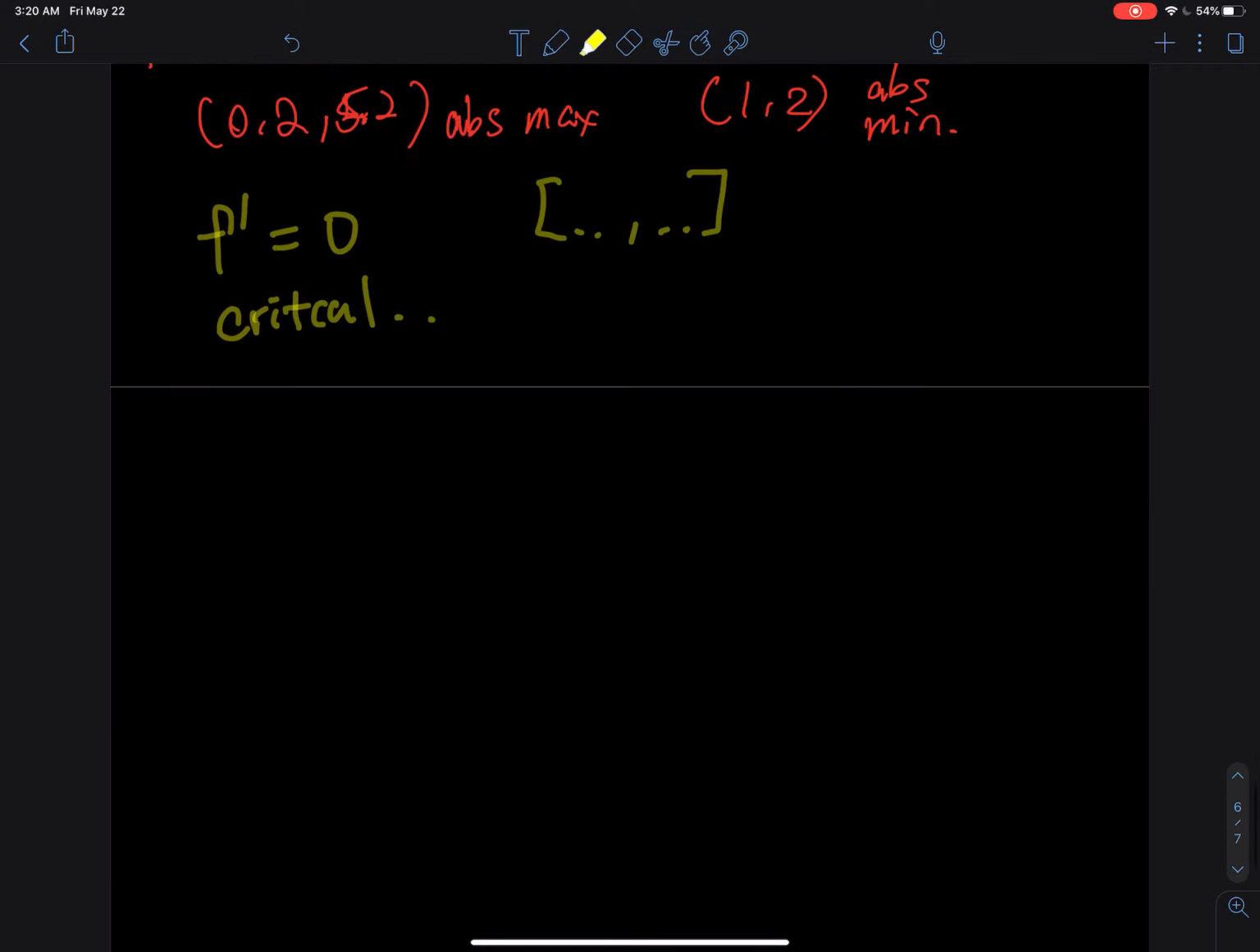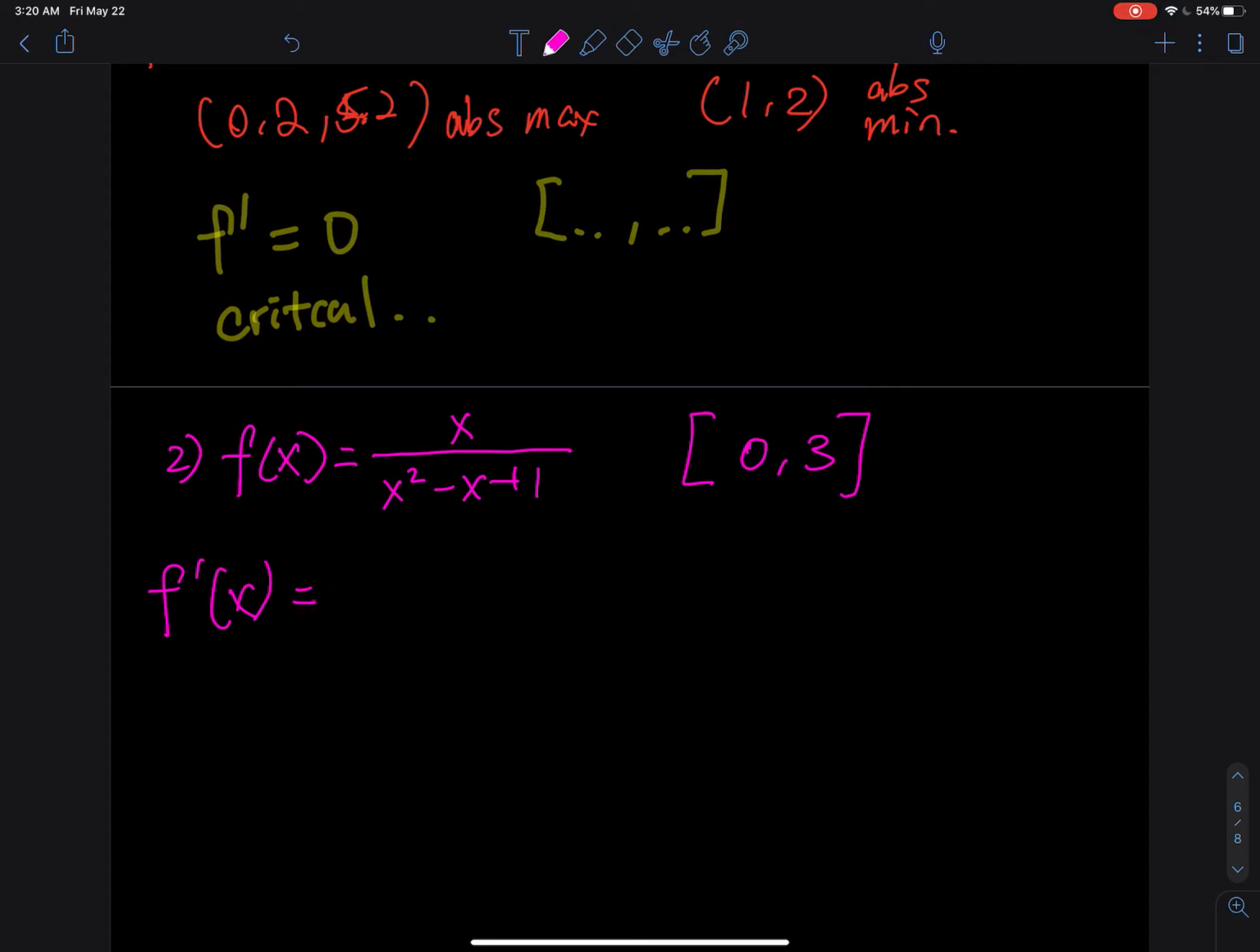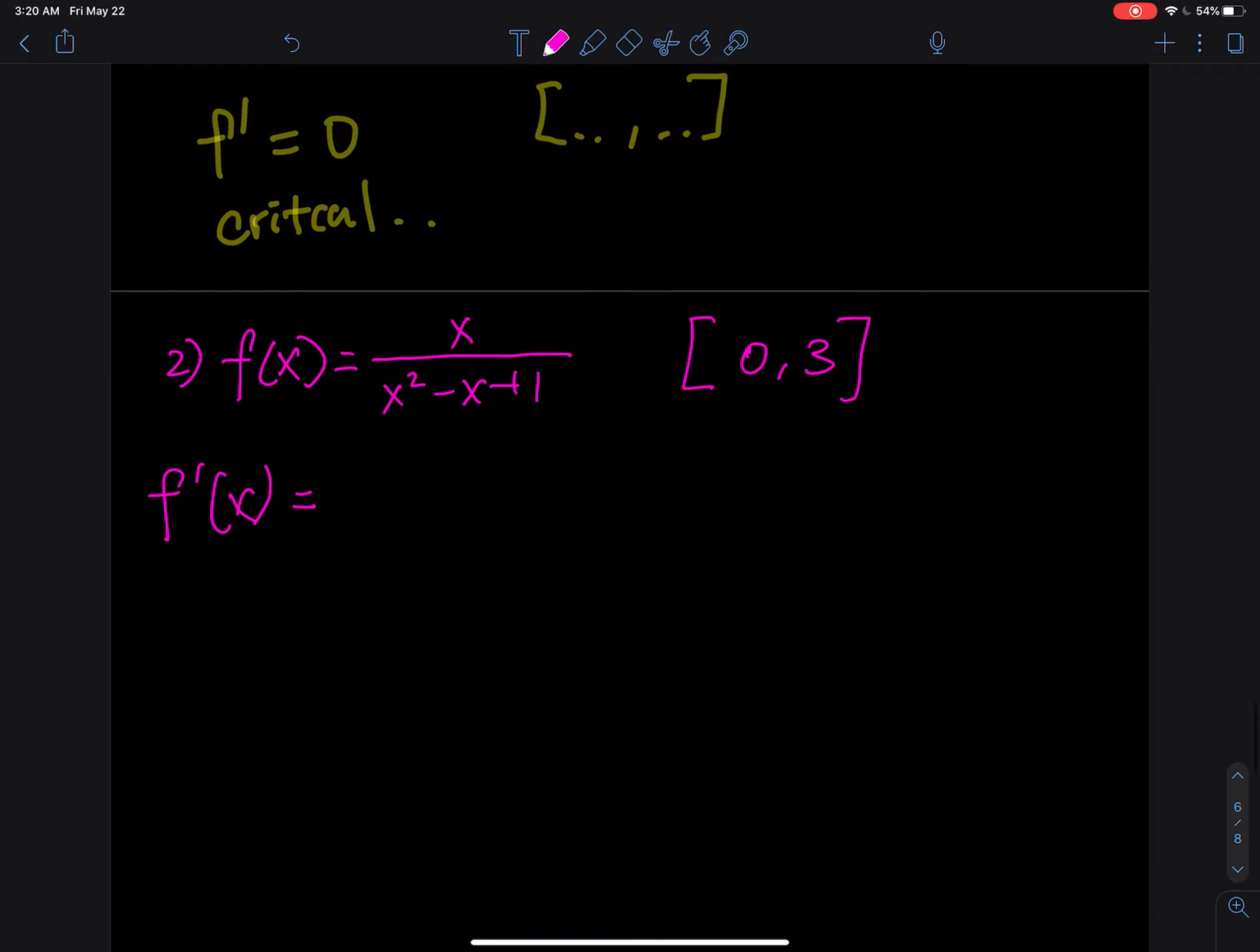So the next problem, we have this. We have f of x, number 2. We have f of x equals x divided by x squared minus x plus 1, and then the closed interval is from 0 to 3. So I only consider the x value between x equals 0 and x equals 3. So this one, the first derivative is a quotient rule, right? So I'm going to skip that. I leave the quotient rule for you because this section is not about discussing how to use the quotient rule in derivative. So the derivative is equal to, over x squared minus x plus 1 squared, and then the top is 1 divided by x squared.